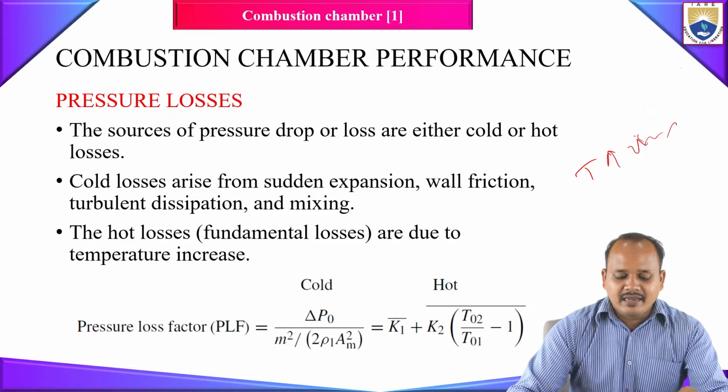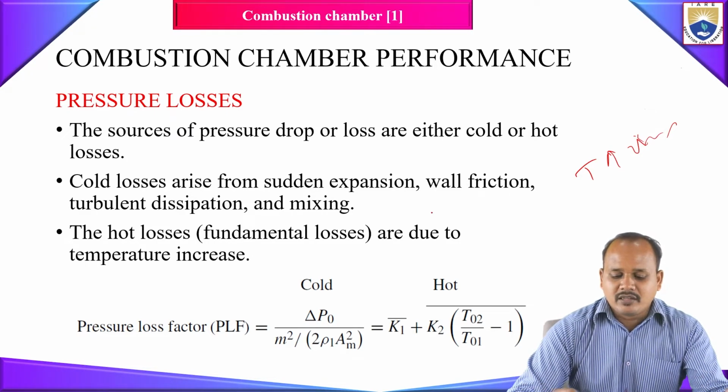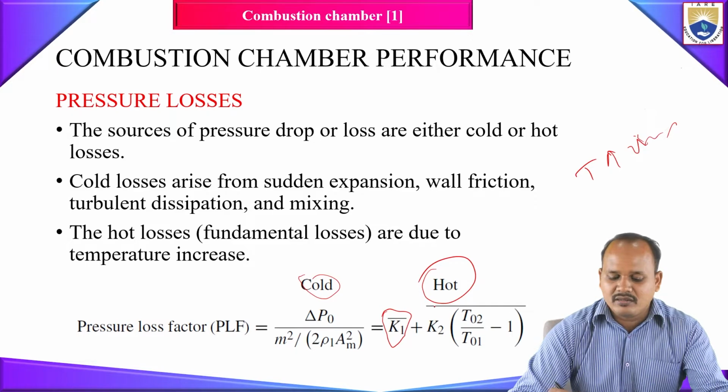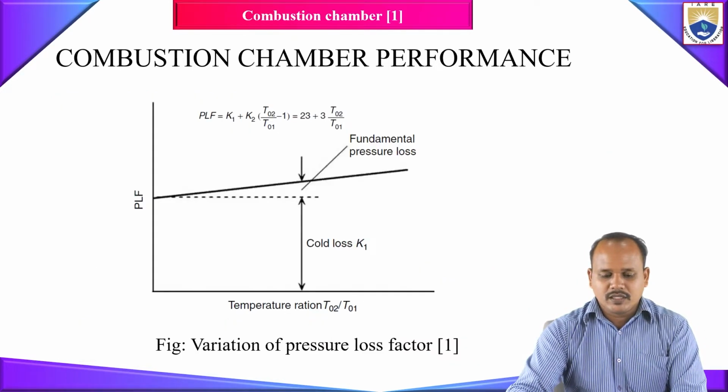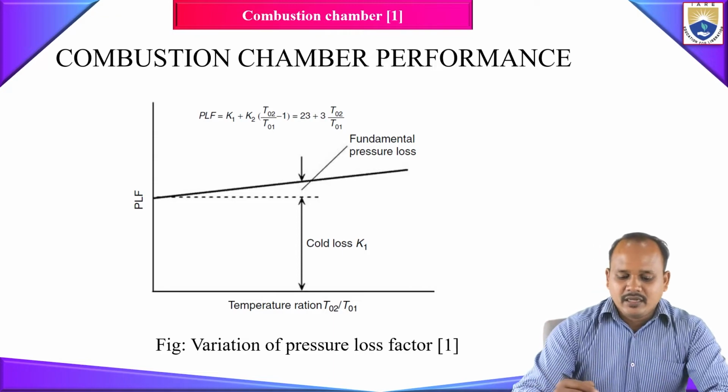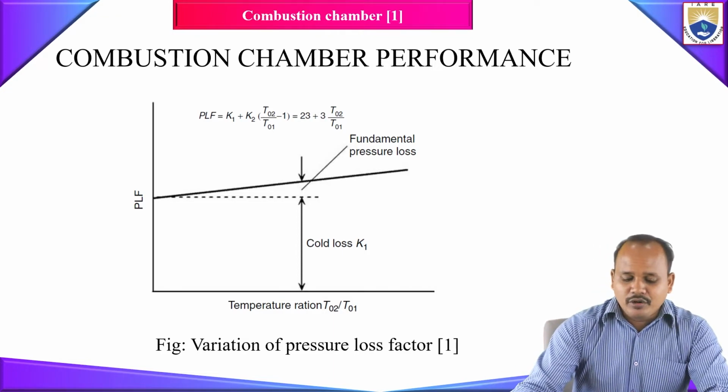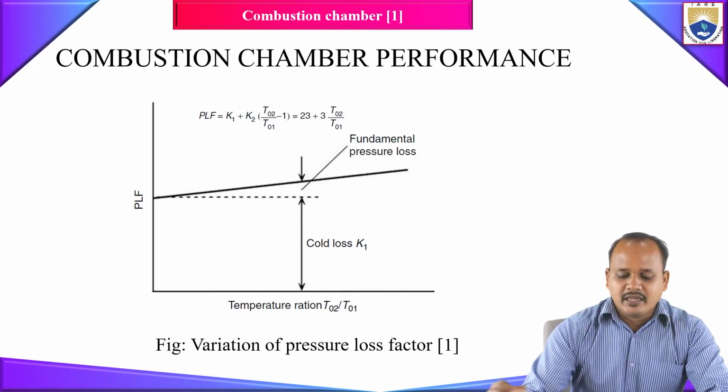So we can say that the pressure loss factor, PLF, is basically the summation of cold flow loss plus hot flow loss. This K1 is something to do with cold flow loss and K2 is something to do with the hot flow loss or fundamental loss. So you see, if you compare the magnitude of loss, your cold flow loss will be very high compared to that of your hot flow loss.